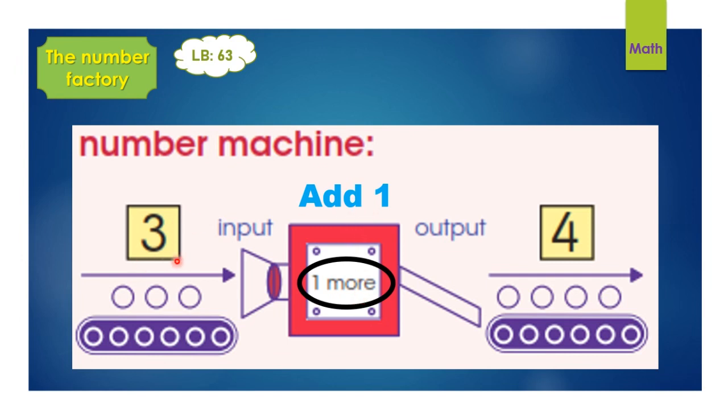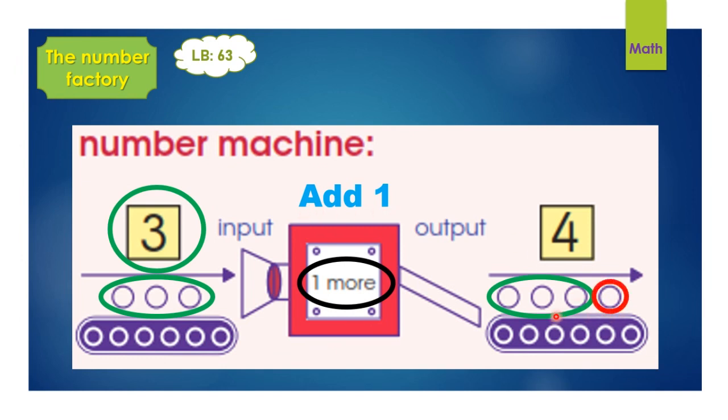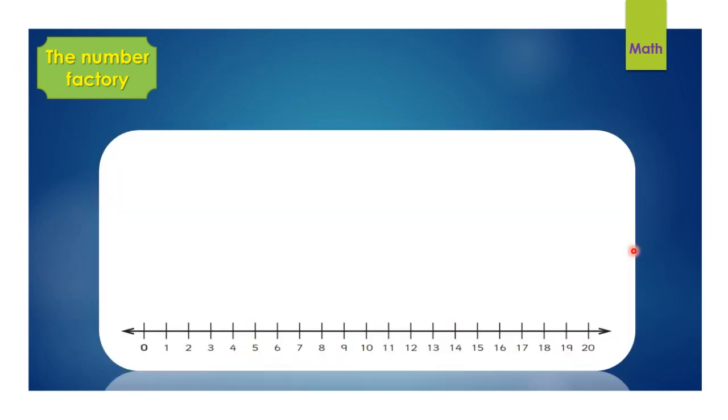Okay. What is the number here in the input? It's 3. Okay, I'll draw 3 circles. And when I put 3 circles inside the machine, I'll get the same 3 circles, but I'll get 1 more, which means I'll add 1 more. So 3 and 1 more equal 4. Very good. So 3, 1 more, all of them will give me 4. Excellent. Let's see here an example.